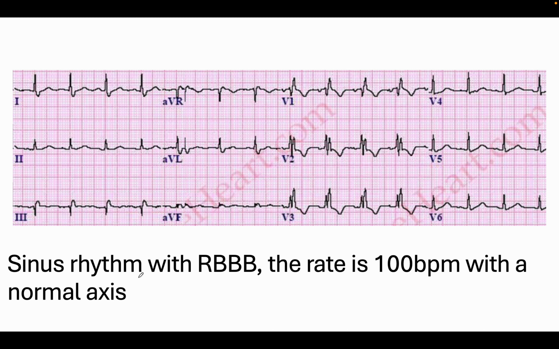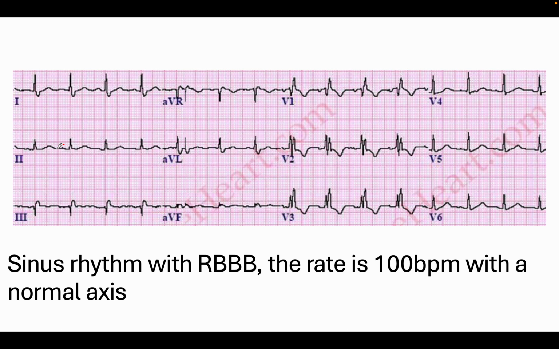So this is sinus rhythm with a right bundle branch block, and it's going at a rate of 100 beats per minute with a normal cardiac axis. Well done if you got that right. If not, we can go through it together. So why is it sinus rhythm? Well, we don't see any clear P waves in this lead.